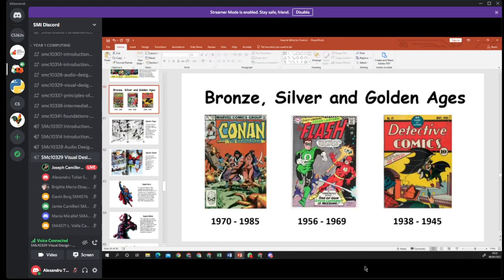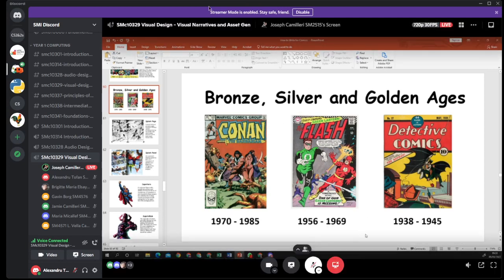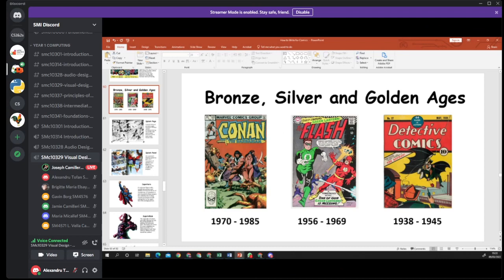These are the different ages in sequential art. We have the golden age, which are the oldest comics produced between 1938 and 1945, the silver age between 1956 and the 1960s, and the bronze age between the 70s and 80s. The current age has not been labeled as yet.